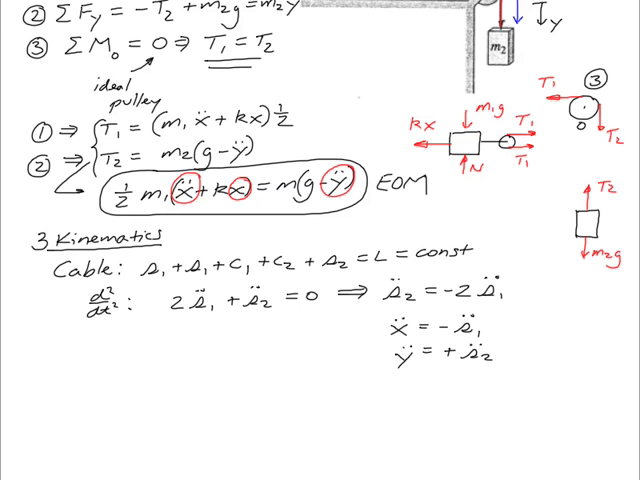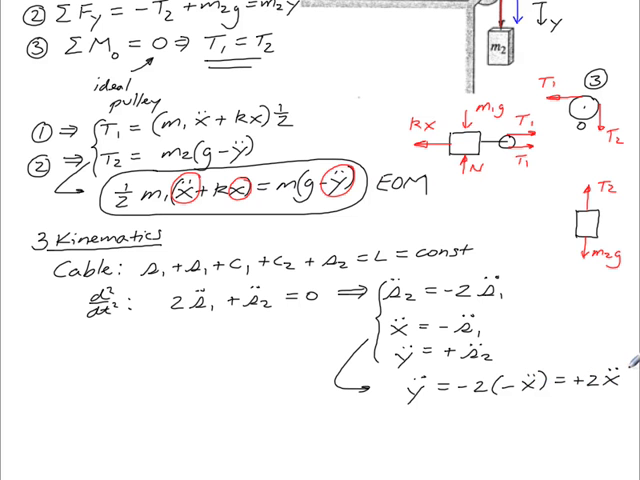Okay, so these three together say that our kinematics are that Y double dot is equal to S2 double dot, S2 double dot is equal to minus 2S1 double dot, so that's going to be equal to, get this right here, minus x double dot. So minus and a minus now make that a plus.